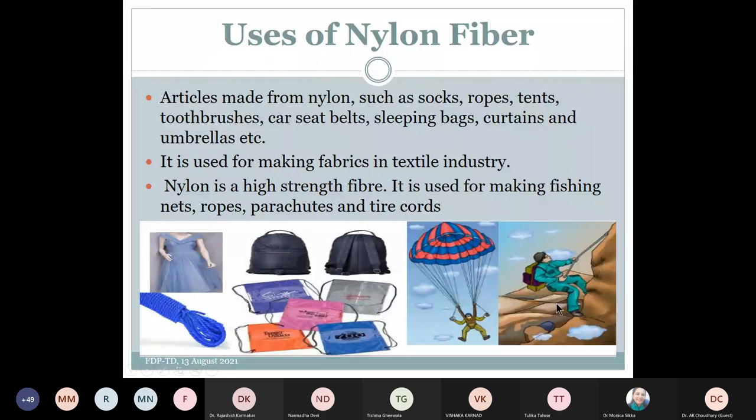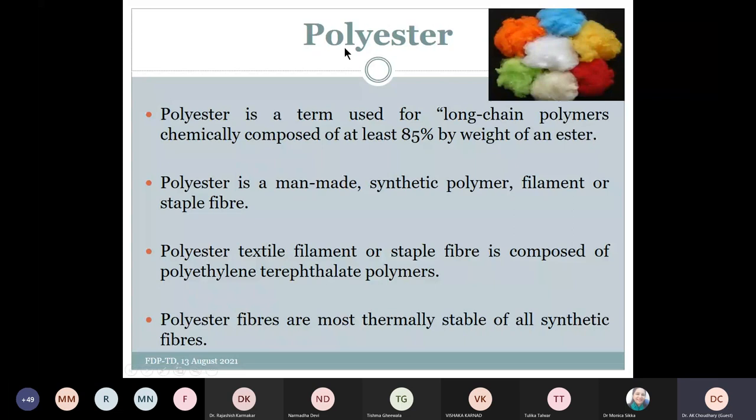Polyester is again one of the most widely used fibers among all other man-made fibers. Polyester is a term used for long chain polymers chemically composed of at least 85% by weight of an ester. So ester is the main chemical structure of this fiber. Polyester means many molecules of the ester. Polyester is a man-made synthetic polymer, filament or staple fiber.